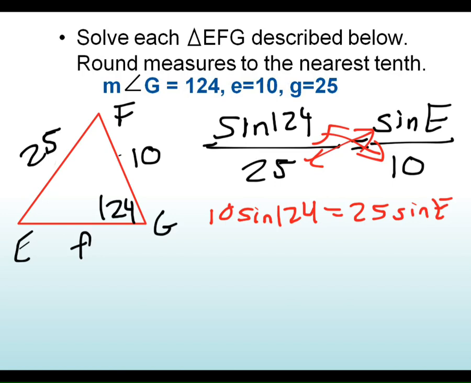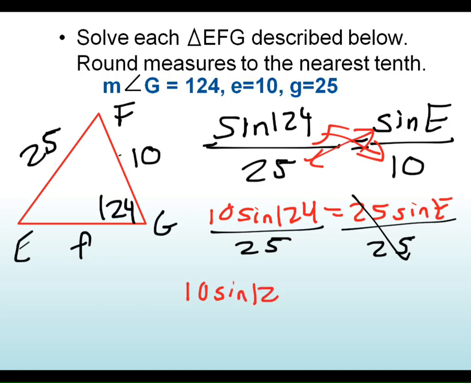So all I did was cross multiply at that step. Again, I'm trying to solve for E. Let's first move this multiplication by 25 to the other side. How would I move a multiplication by 25 over? Just divide it, right? Divide by 25, that cancels. So now I have 10 times the sine of 124, all divided by 25, equals the sine of E.